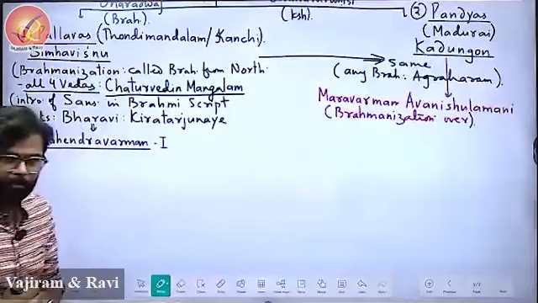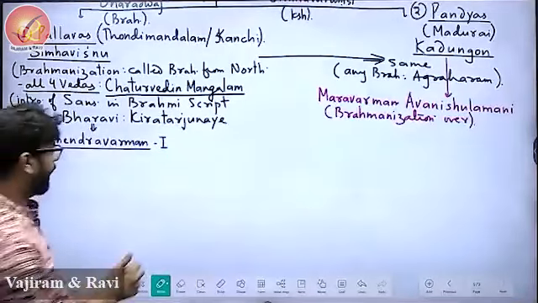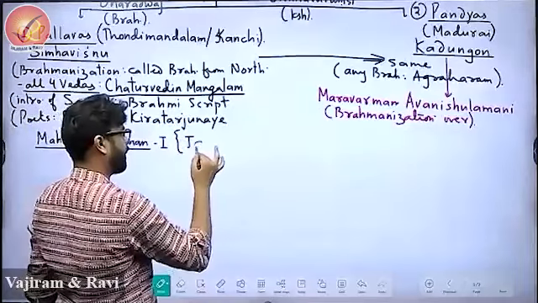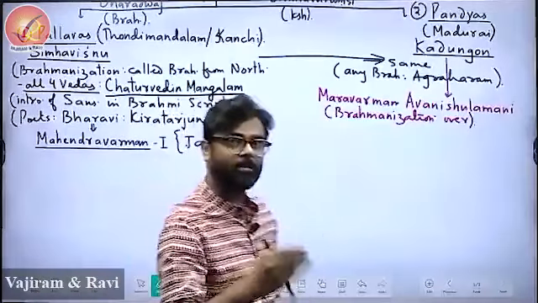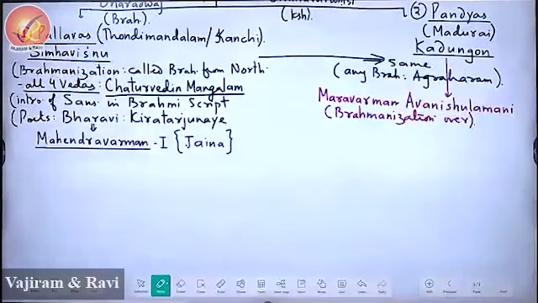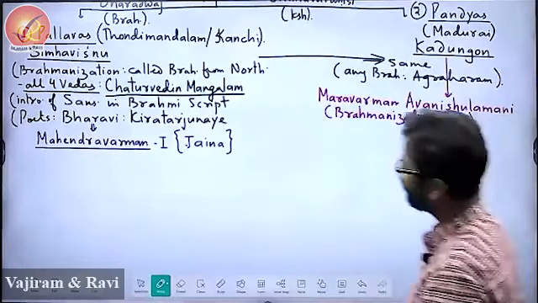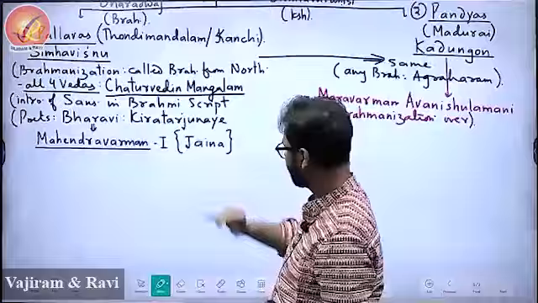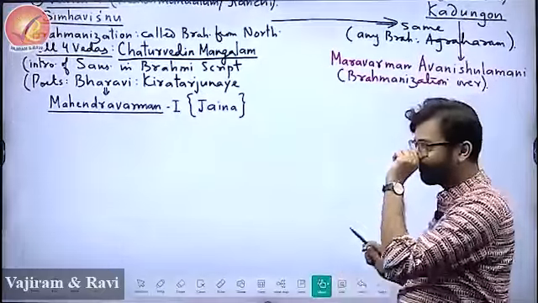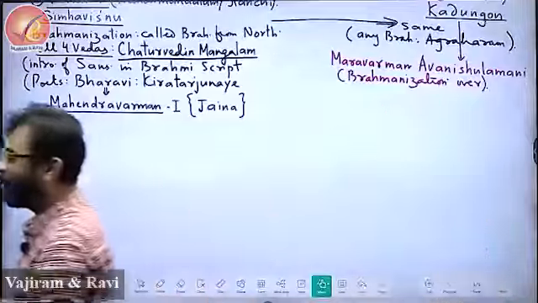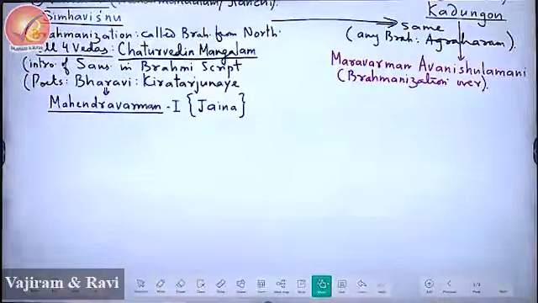Why is that a problem? Because Mahendra Varman was a Jaina by faith. गई भैंस पानी में, बाप ने सब किया, बेटा ने डुबा दिया स्टॉक खरीद के, वो भी किंगफिशर खरीदा. Mahendra Varman became a Jaina.